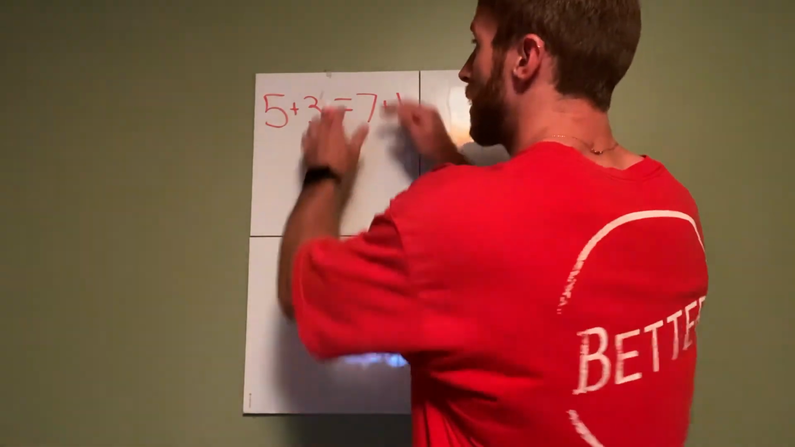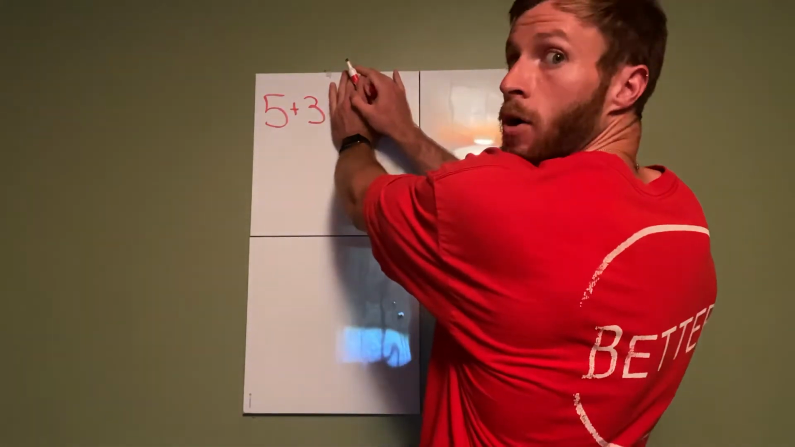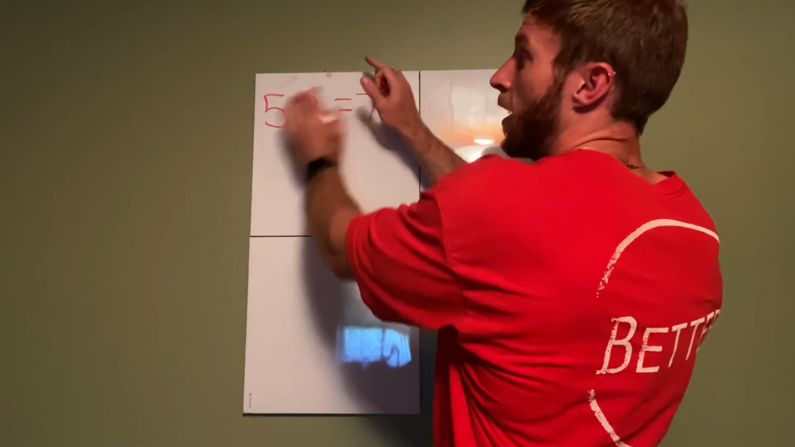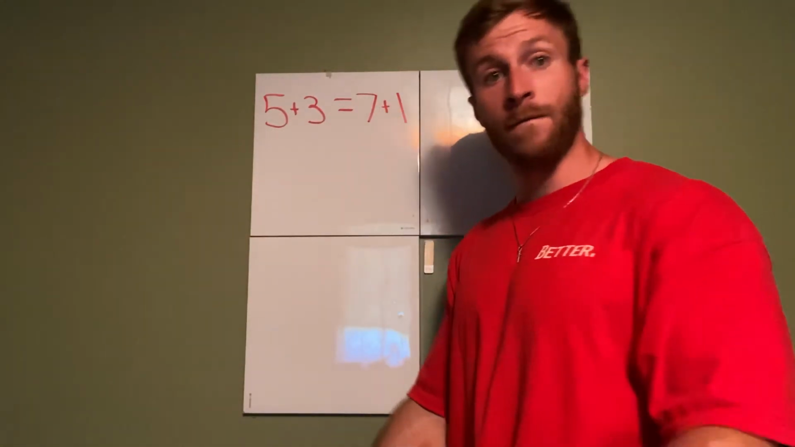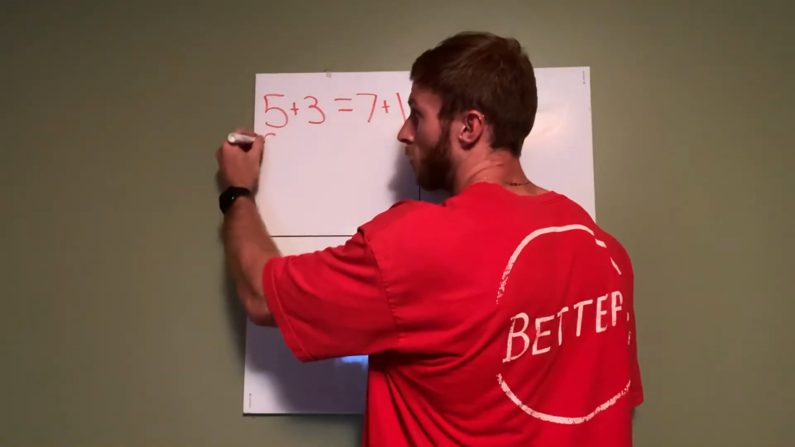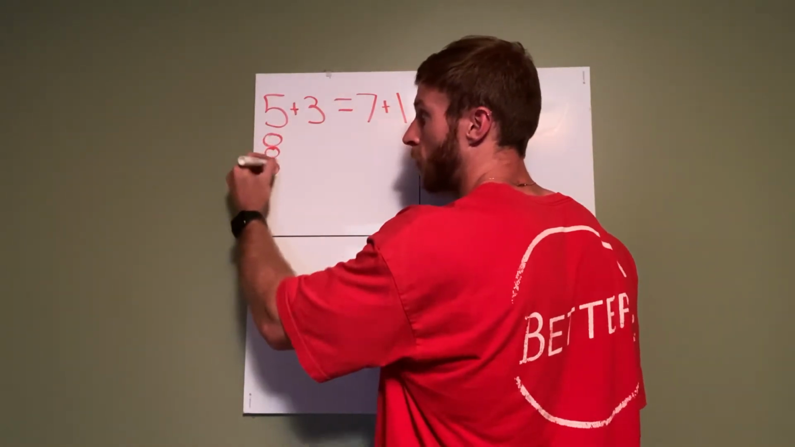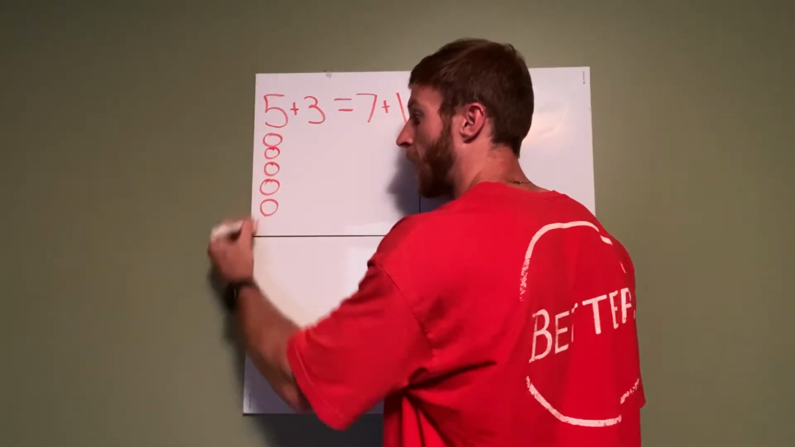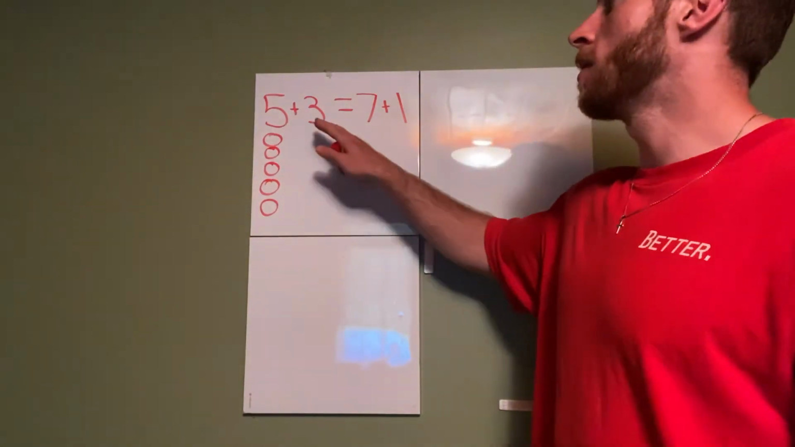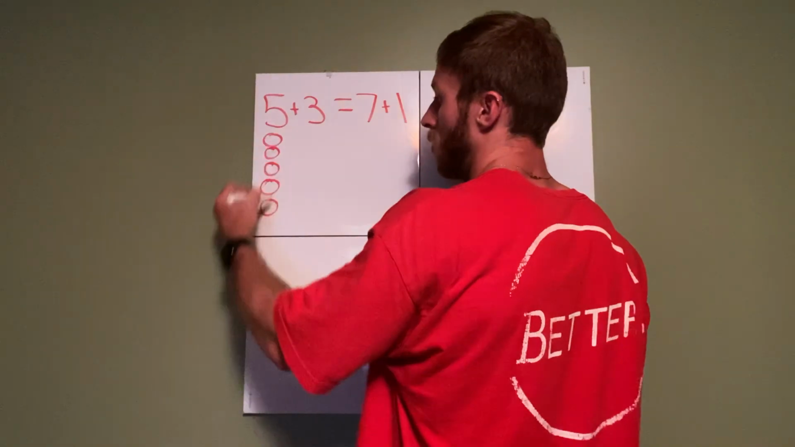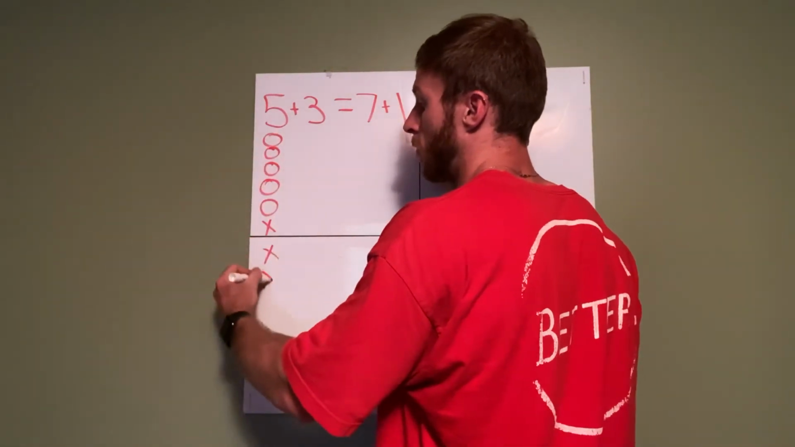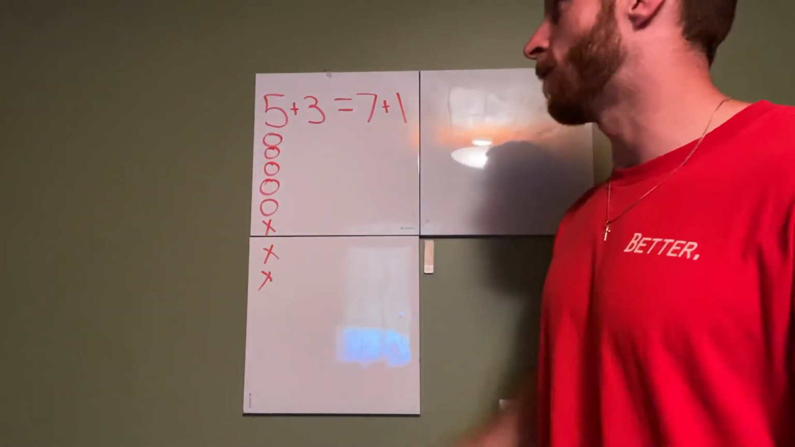So, once again, we're going to start with only part of this equation. And we're going to start with the very first number, 5. I'm going to draw 5 circles. 1, 2, 3, 4, 5. Plus 3 x's. 1, 2, 3. All right, so 5 plus 3.